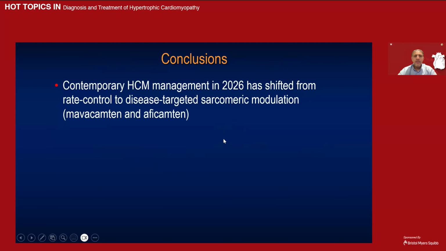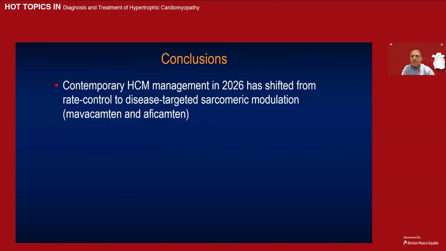So as I close, I would like to say that contemporary HCM management in 2026 has shifted away from rate control and rate-slowing medications to the use of disease-targeted sarcomeric modulation with the cardiac myosin inhibitors, mavacamten and aficamten.